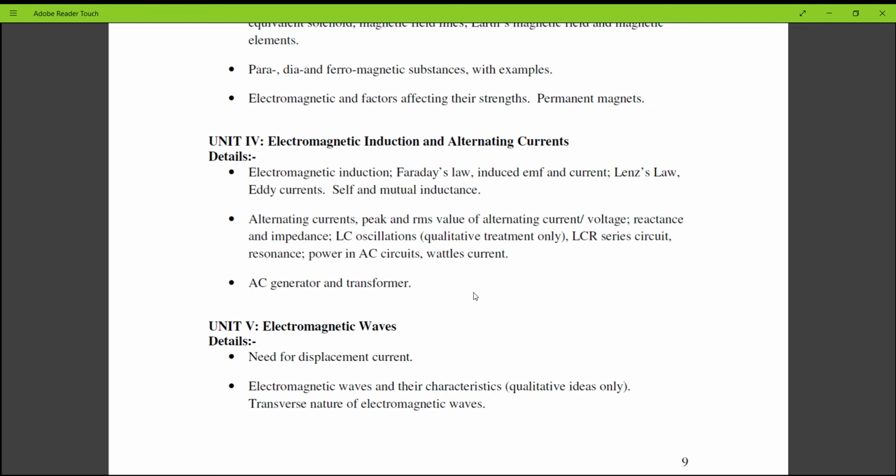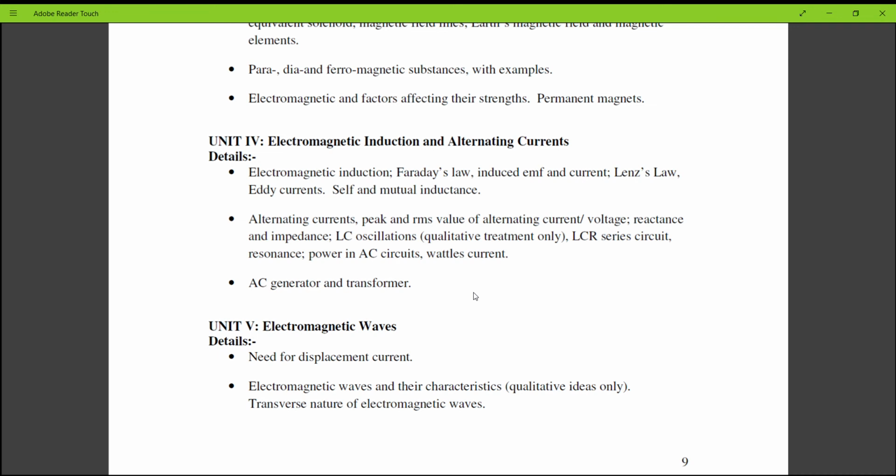Next topic is alternating currents, peak and RMS value of alternating currents or voltages, reactance and impedance, LC oscillations, that is qualitative treatment only, LCR series circuit, resonance, power in AC circuits, wattless current, AC generator and transformer.